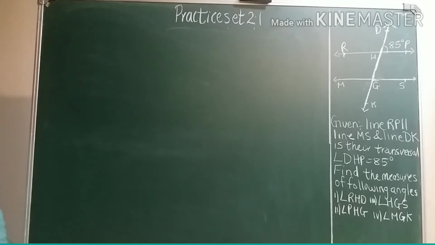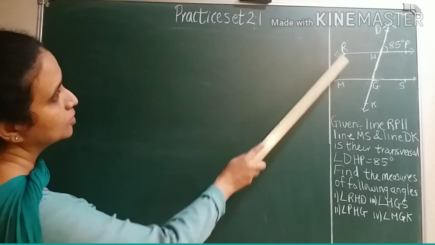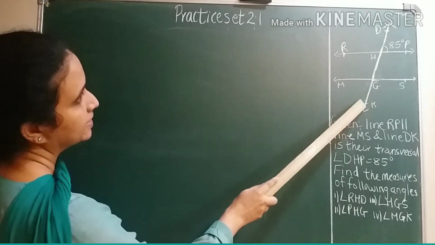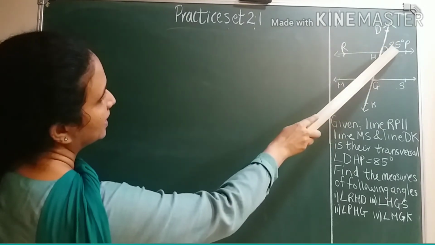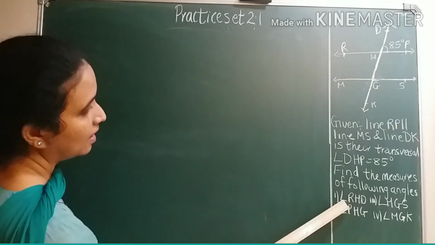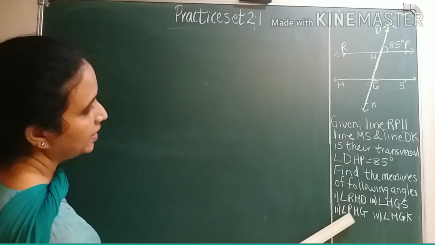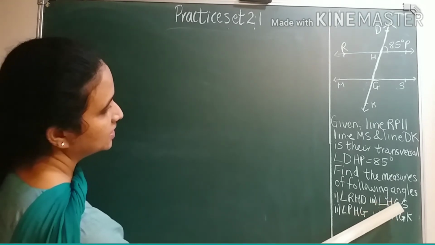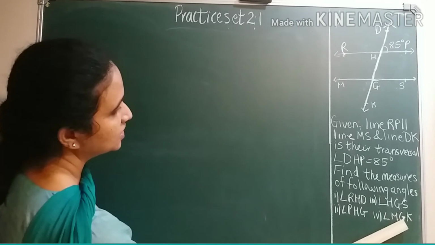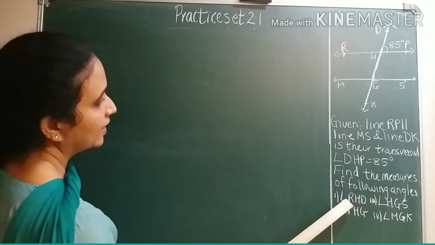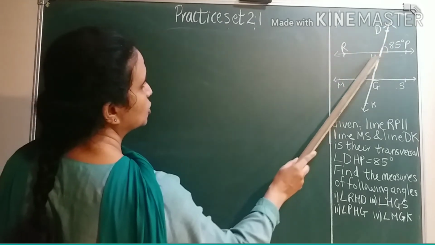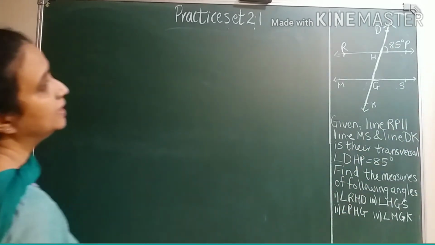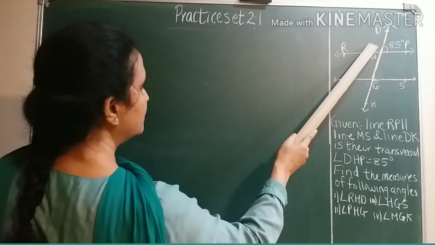Now we'll solve practice set 2.1, the first question. Over here in the figure you will see line RP and line MS are the two parallel lines. Line DK is their transversal. They have given us that angle DHP is 85 degrees. They have asked us angle RHD, angle PHG, angle HGS and angle MGK. Now, we are going to first find the first angle. Angle RHD and DHP are the angles forming the linear pair. One angle is given. We can easily find out this angle.